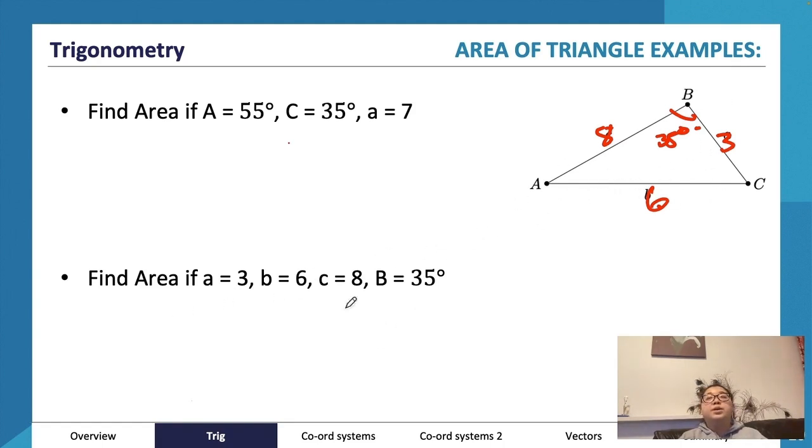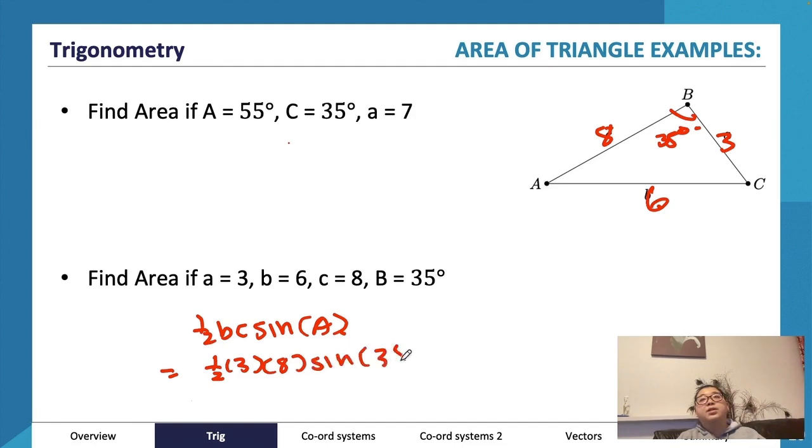Cool. So because they just want a half BC sine A, what we can do is it will just be a half BC, so those two, 3 and 8, sine A, so sine 35 degrees. And what you'll get here is we can just times that across, and it'll be a half, so our 3 times our 8 times our sine 35 degrees all over 2. So you'll get that this area is going to be 6.8829... or 6.88. Cool. Amazing.